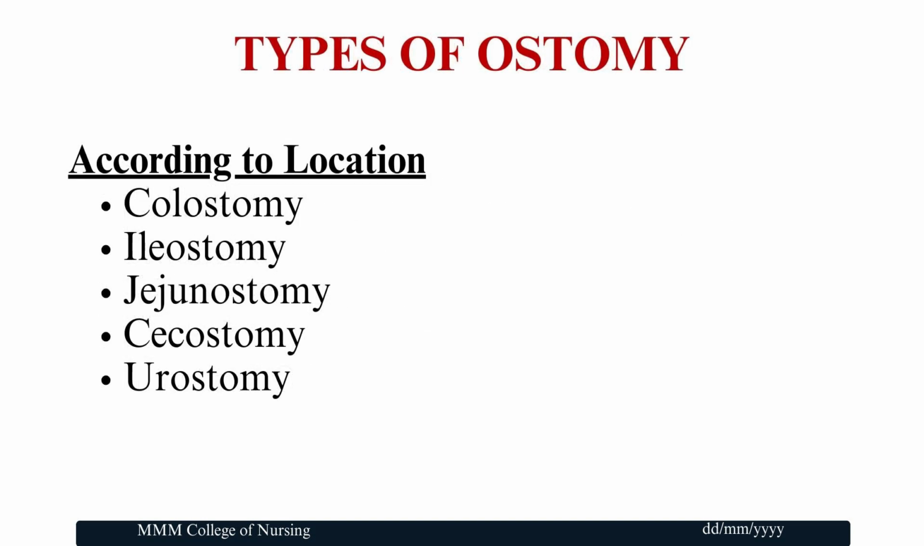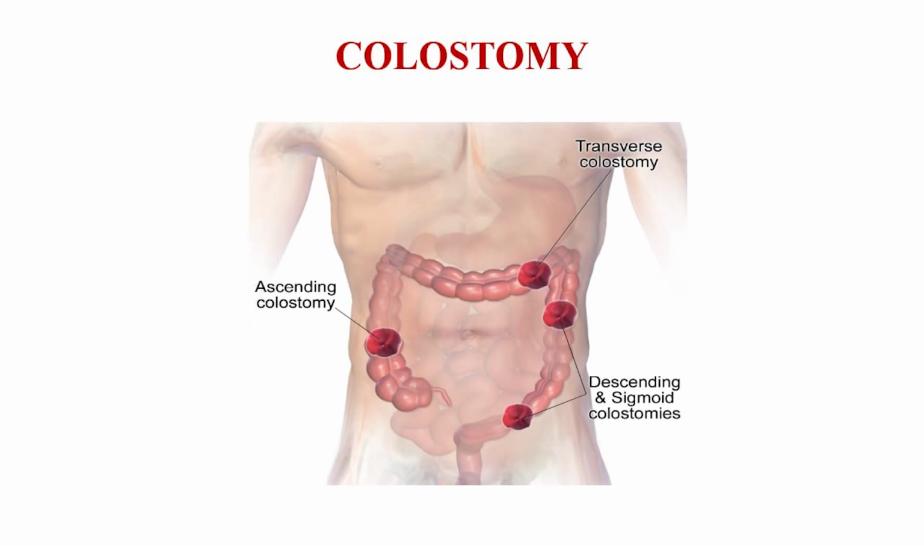Next we'll move into the types of ostomy. First, it is divided according to the location. According to the location: colostomy, ileostomy, jejunostomy, cecostomy and urostomy. The first one is a colostomy. Colostomy is a surgical opening in the large intestine to divert stool. The colostomy also has types according to the location, that is ascending colostomy, descending colostomy, sigmoid colostomy and transverse colostomy.